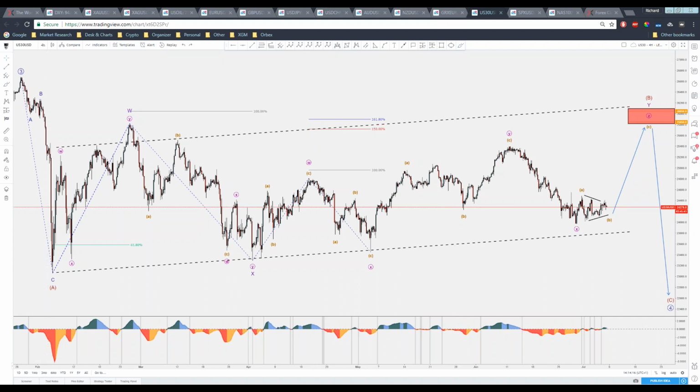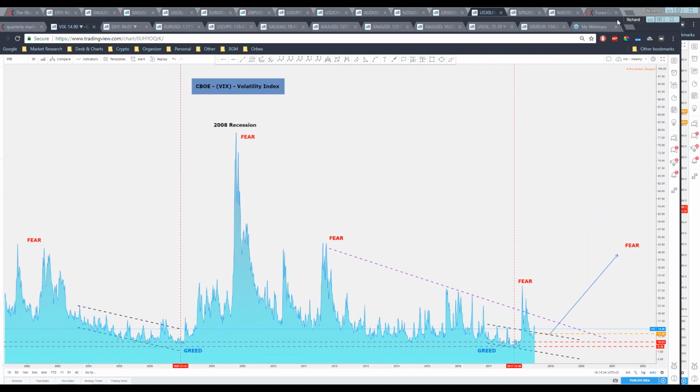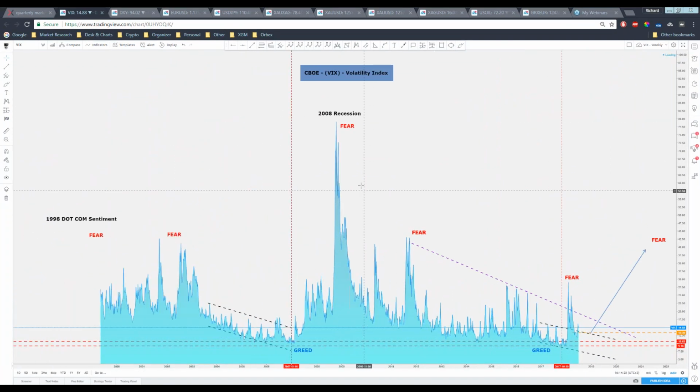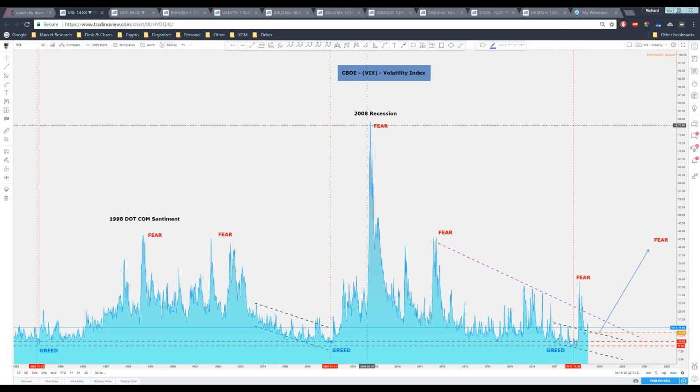Speaking of the dot-com bubble. Now this is exactly when it will become very, very interesting. Let me share with you guys something. Now, this is the VIX, the volatility index.